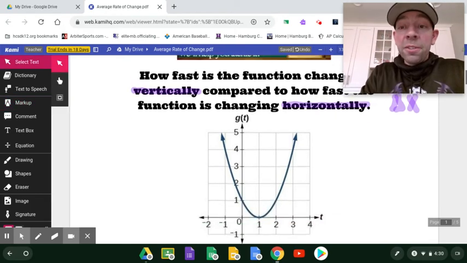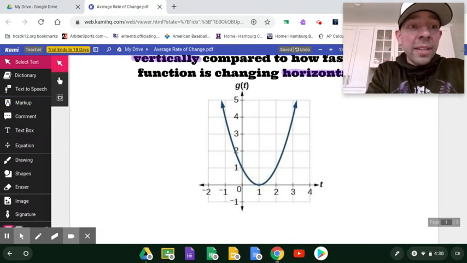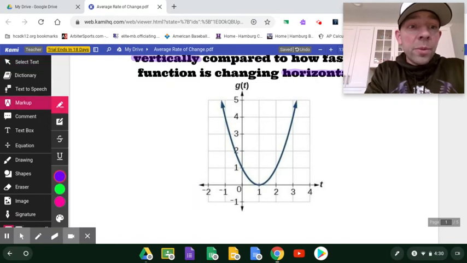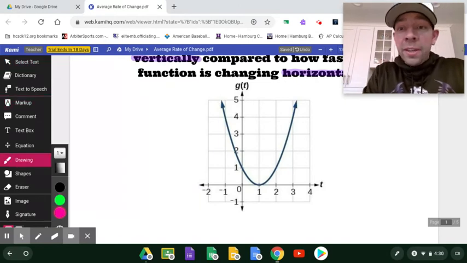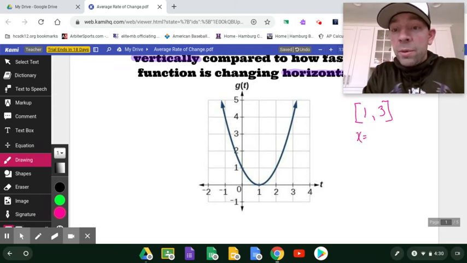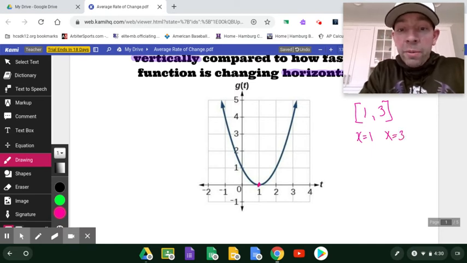So let's take a look at this first graph. And let's just make up our own interval here. Let's say we want to find the average rate of change over the interval from x equals 1 until x equals 3. And notice how I said that, it was from x equals 1 until x equals 3. So these are both x coordinates. So we're looking at this point right here up until we hit this point right here. So here's x equals 1, here's x equals 3 on that graph.